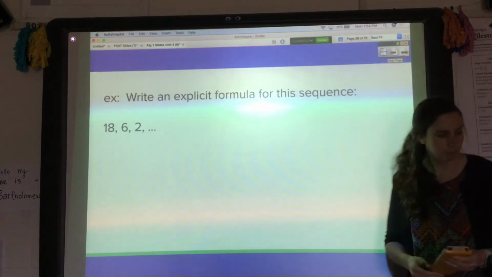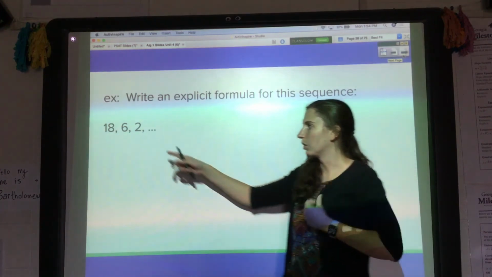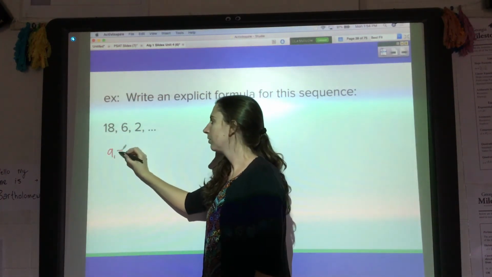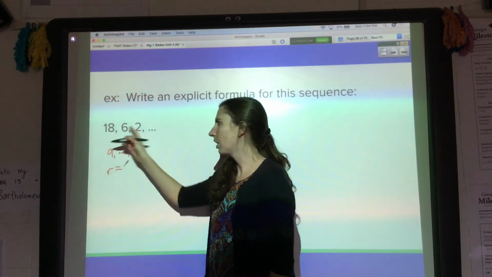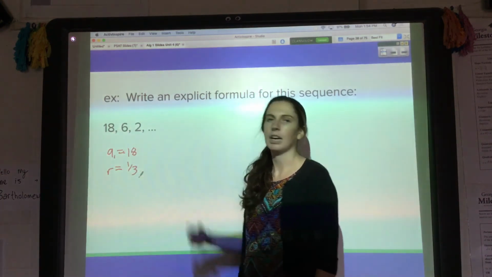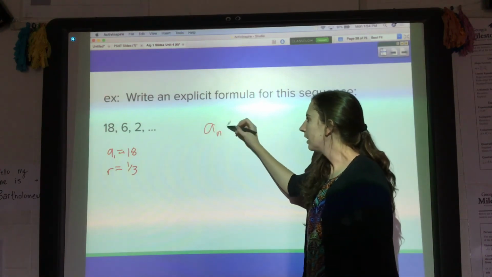All right, let's actually write our own now. I want to write an explicit formula for this sequence here. I need to know the first term, which is 18. And I also need to know the common ratio, which we've talked about this one already, is 1/3, because you're dividing by 3 each time. So basically just fill in the formula.